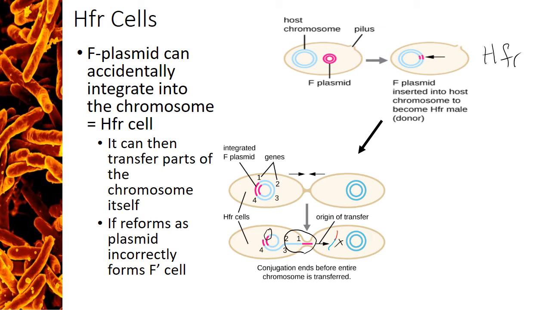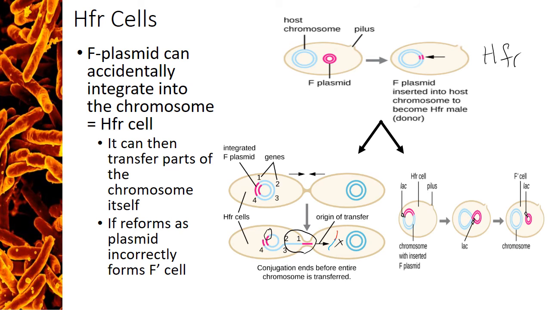Alternatively, the integrated F plasmid will sometimes pop back out and reform a plasmid. If this happens, it will often pick up a little bit of extra DNA from the chromosome itself, gaining a new gene or two that will now be involved in transfer. Cells that contain these slightly larger F plasmids with little pieces of the chromosome are called F prime cells.